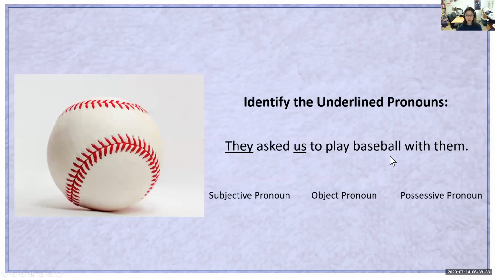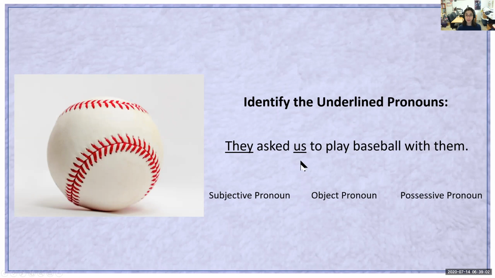Okay, next one. They asked us to play baseball with them. Is they going to be a subjective pronoun, the subject of a sentence, an object pronoun receiving the action, or a possessive pronoun demonstrating ownership? For they asked us to play baseball with them. If you said that they is a subjective pronoun, you are correct.